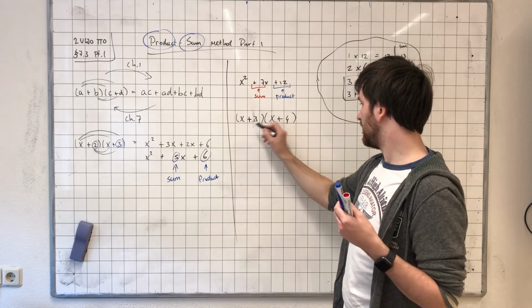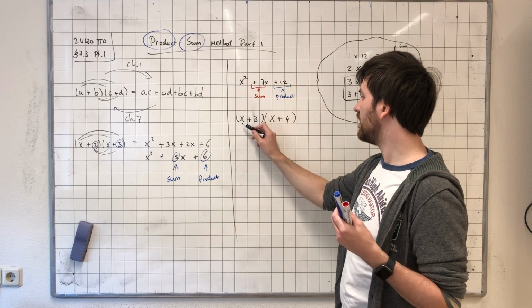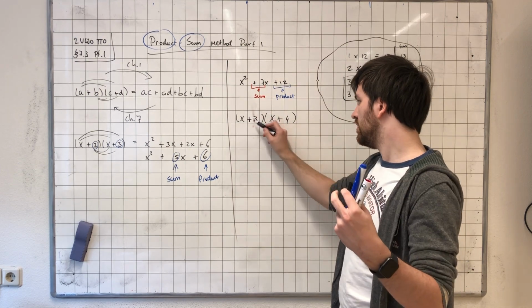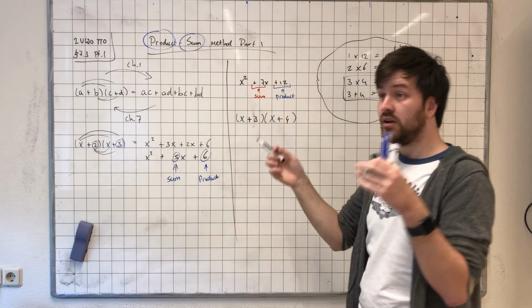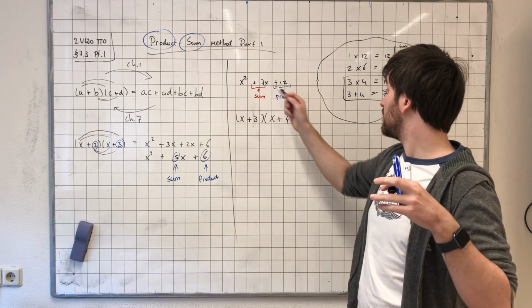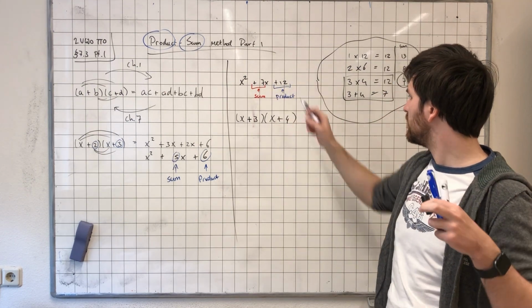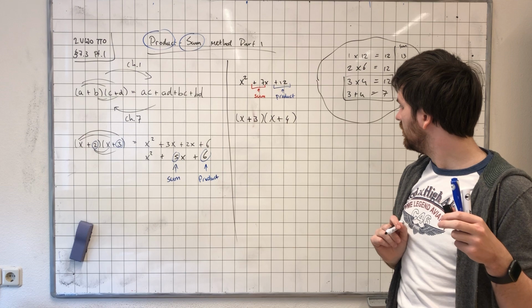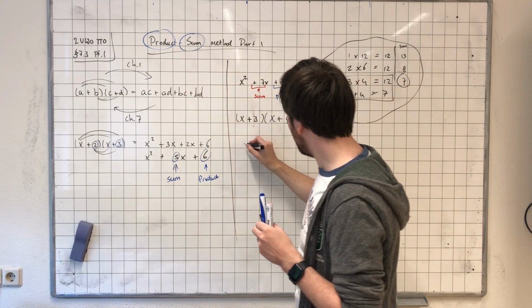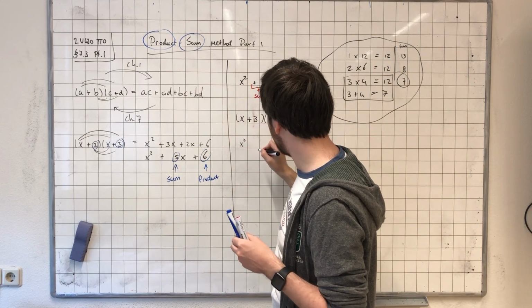We can check that x times x is x squared, x times 4 is 4x, 3 times x is 3x, but 3x and 4x together gives us 7x, 3 times 4 is 12, so this is correct. Maybe you already get the idea though.